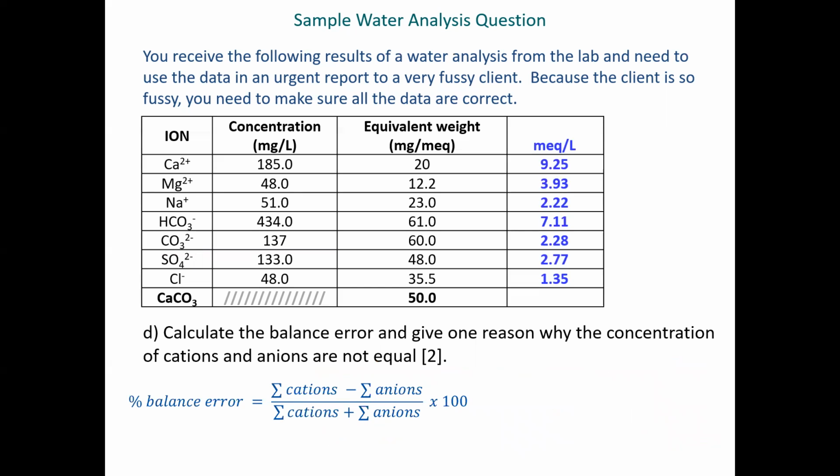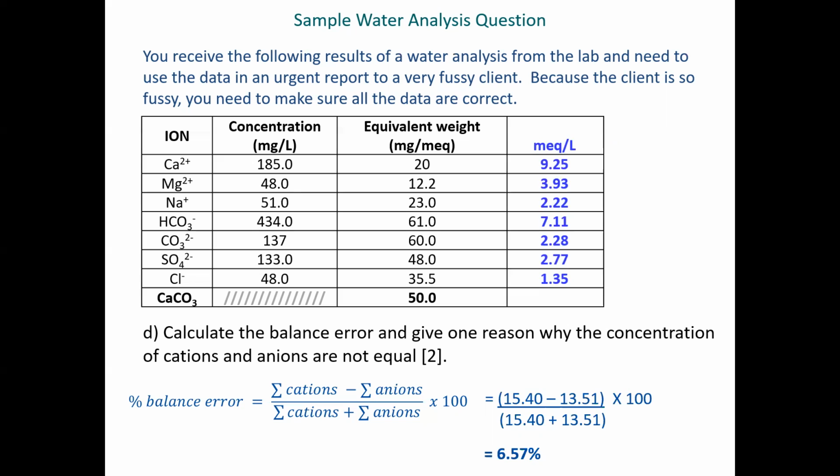And so this is the equation for balance error. It's basically the sum of the cations, so the cations was what, 15.4, something like that, minus the sum of the anions divided by the sum of all of them times 100. And so in this case here, there's the values 15.4 minus 13.51 divided by the sum of all that times 100. And so the value is 6.57. And depending on what you're looking at, that's not amazing.